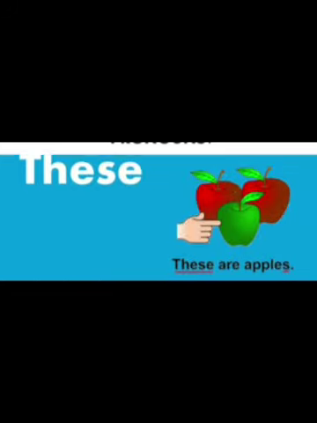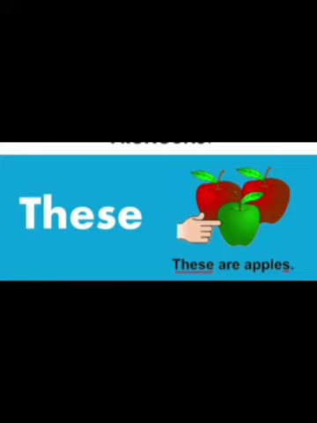How about these? These is the same meaning as this. The only difference is that when we use these, we are pointing at something there is more than one. Question for you, how many apples can you see from the picture? It's more than one, right? It's three. So when we are pointing at something which are near to us, then we use these. That is why in the picture, the finger is pointing very near to those apples. That is why they use these are apples.